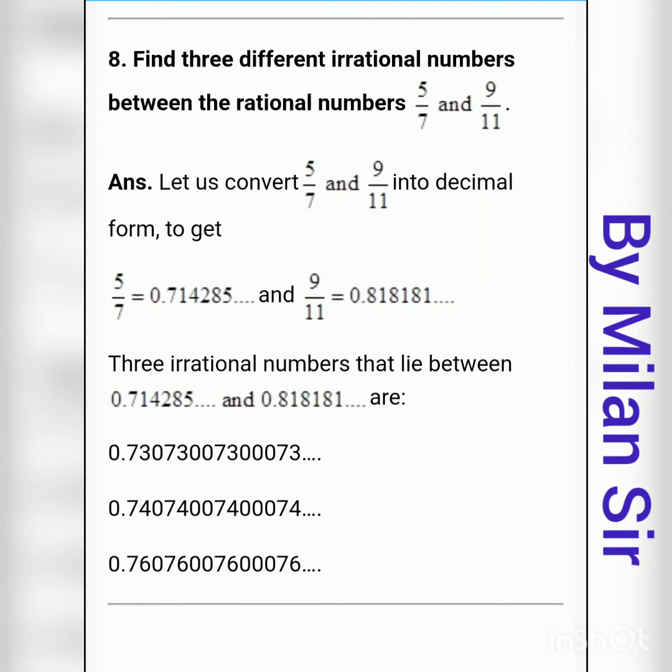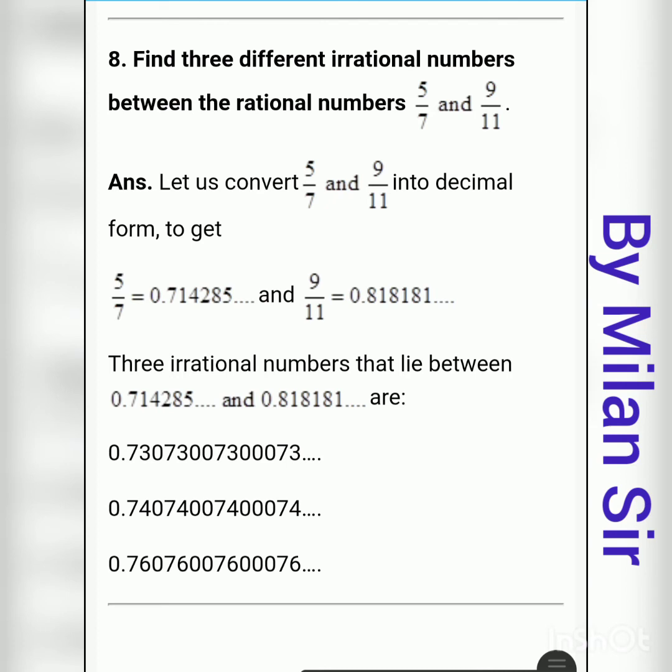find 3 different irrational numbers between the rational numbers 5 by 7 and 9 by 11. Here we need to note one thing. In the first exercise, we found 3 different rational numbers between the rational numbers. At that time we found rational numbers. Here we need to find irrational numbers. In exercise 1.1, we already found rational numbers. Here we need to find irrational numbers. So this is the difference.